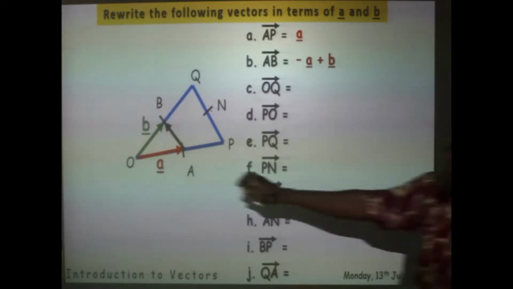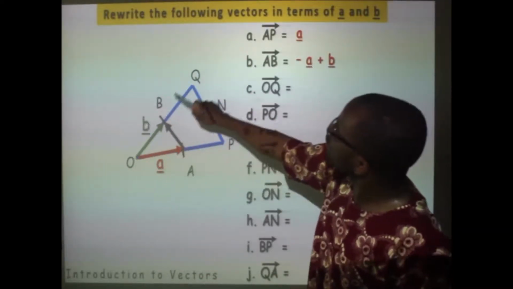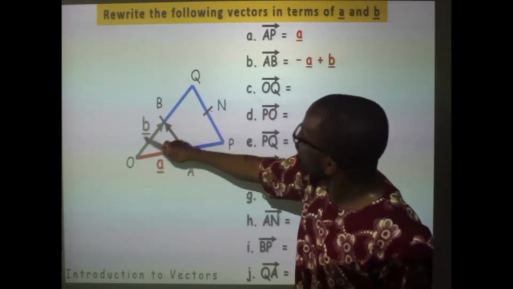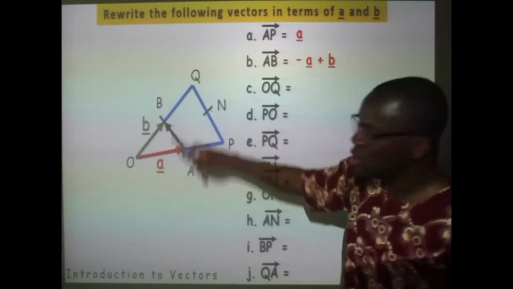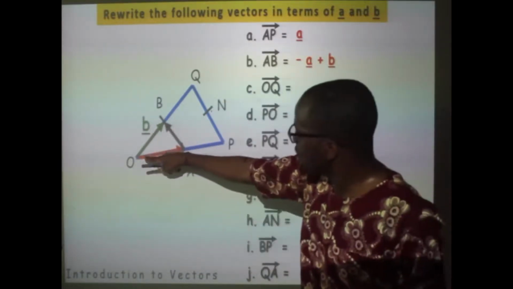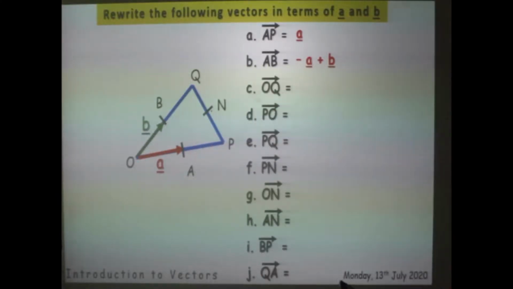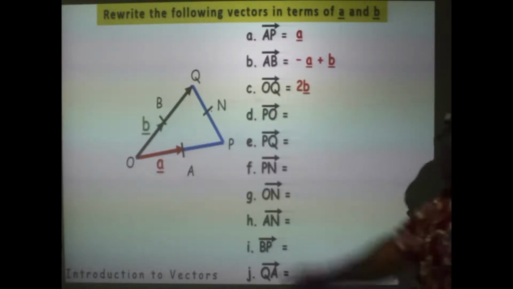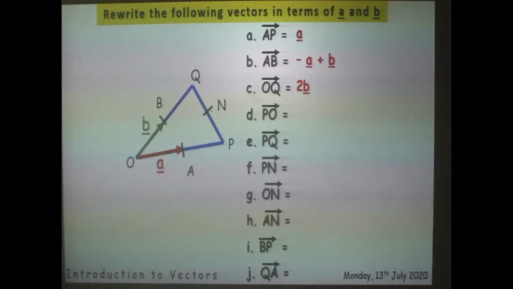How about OQ? OQ, aha, OQ goes from O all the way to Q. Remember, from O to B is half of that. So O to Q will be twice OB. So it's going to be 2B. Exactly, 2B. How about PO? PO, we're going in the opposite direction. So that's minus 2A.